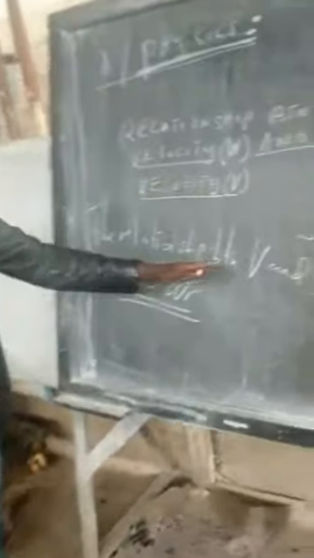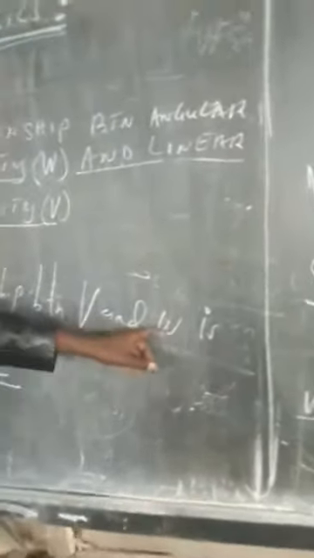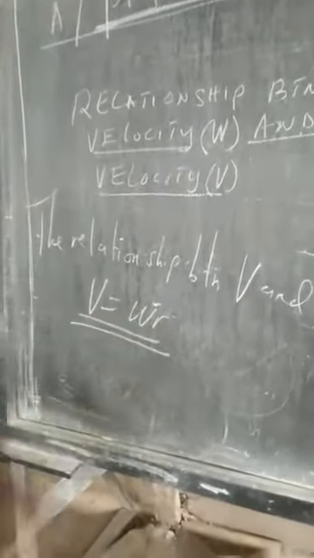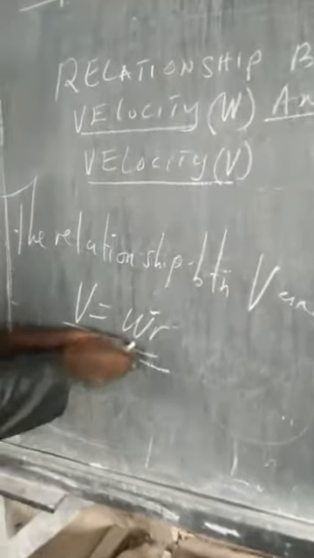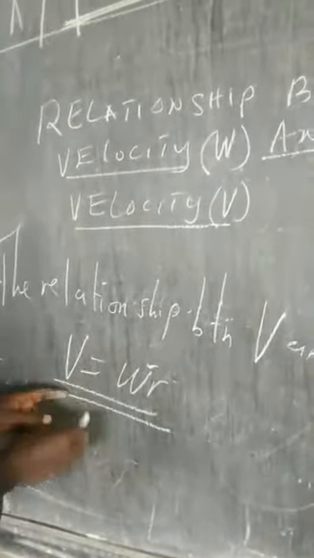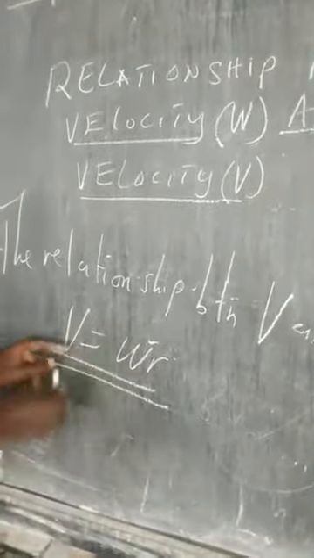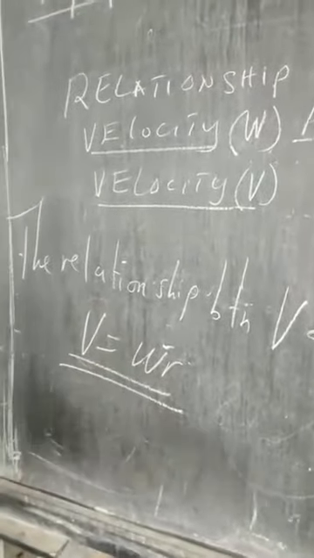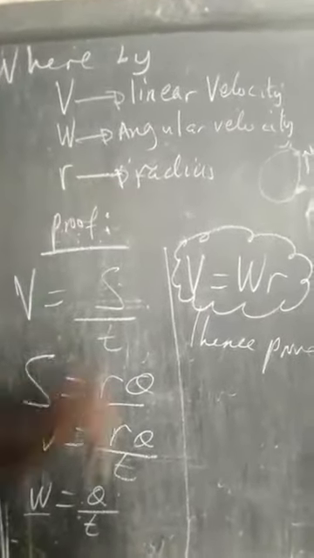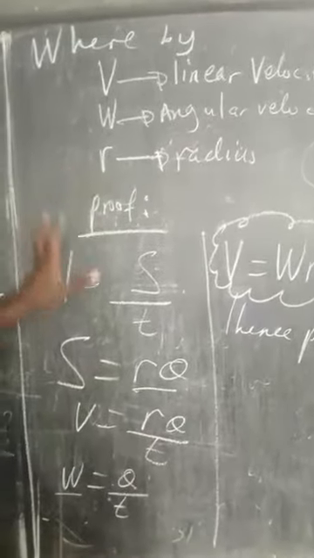So the relationship between linear velocity and angular velocity is given by the formula V is equal to omega r. Omega represents angular velocity, and V represents linear velocity. So V represents linear velocity, omega represents angular velocity, r represents radius. So let us prove this formula.